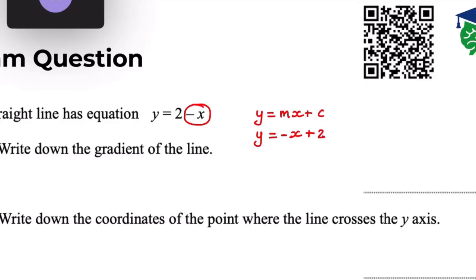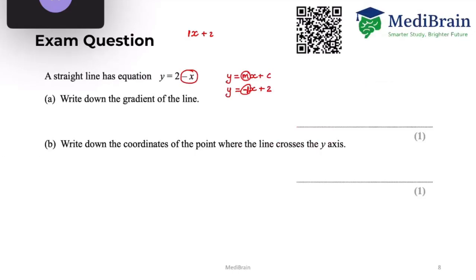Okay, now over here, when there is no number, minus x, there's an invisible 1. When there is no number before the letter, that means that there's an invisible 1. If I said to you just x plus 2, that actually means 1x plus 2. We just don't write the 1 because x counts as 1. So whenever you don't have a number in front of a letter, there's an invisible 1 in front of it. So the gradient of this line is m, and m is minus 1, as you can see. So the gradient of this line would be minus 1.